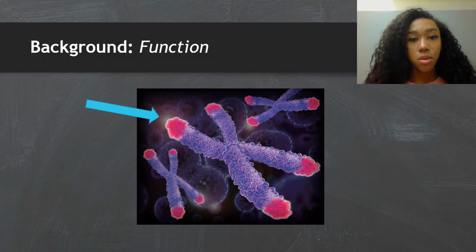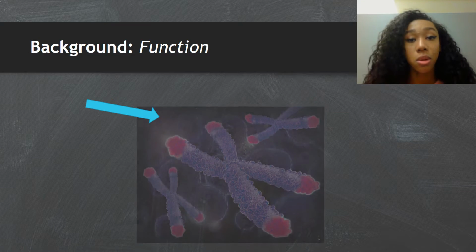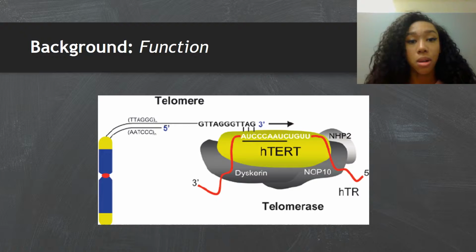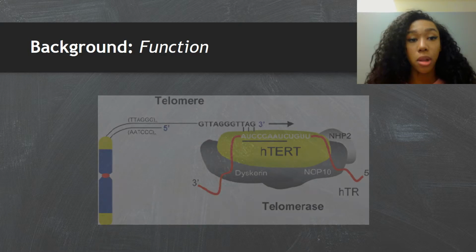The Dyskerin protein's role: an aspect of telomerase named HTR provides a template for creating the repeated sequence of DNA that telomerase adds to the ends of chromosomes. The Dyskerin protein's role is to bind to HTR and help stabilize the telomerase complex. As you can see here, here's the HTR with the telomerase complex shown in this image below.